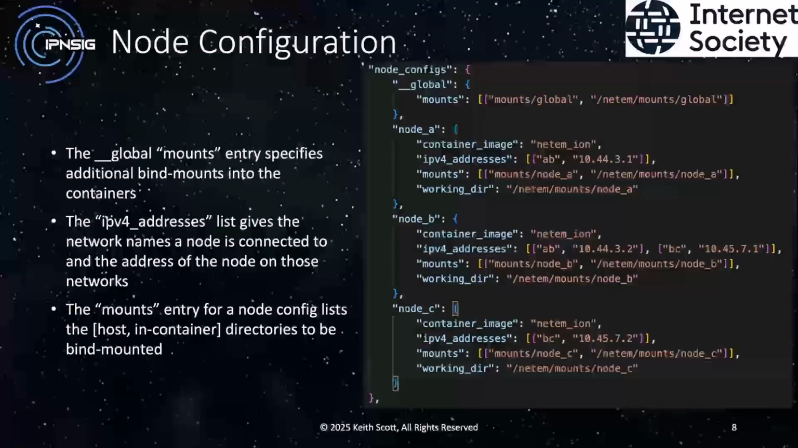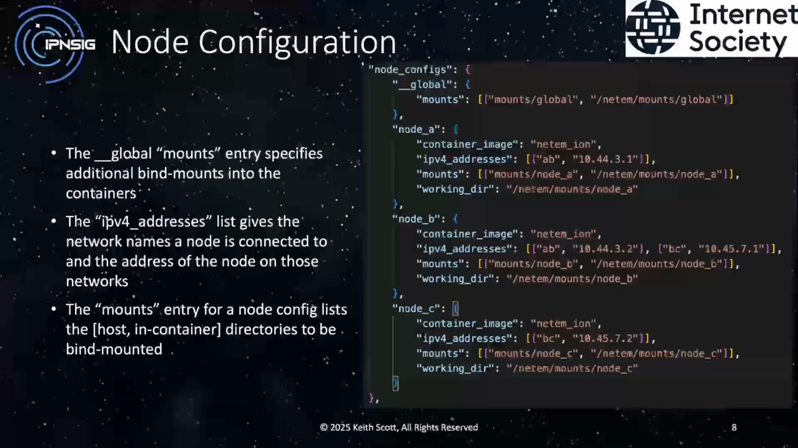So here it's got node A showing that it's going to be running the NetEm ION container image, and it's going to have an interface onto the address which we called AB above in the network configuration portion. And the address on that network is going to be 10.44.3.1.